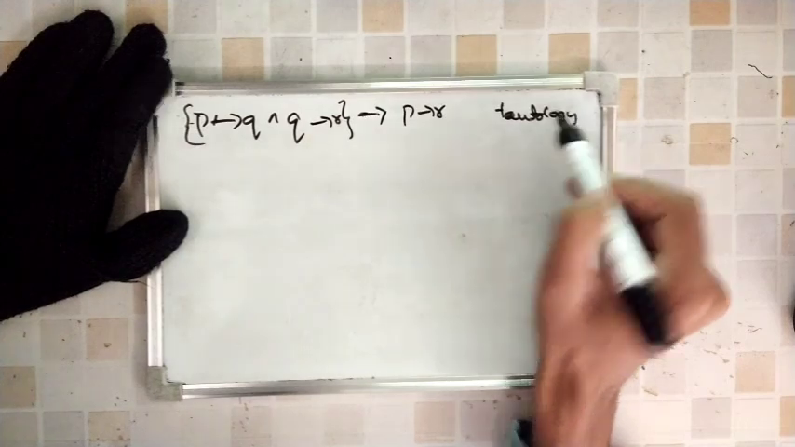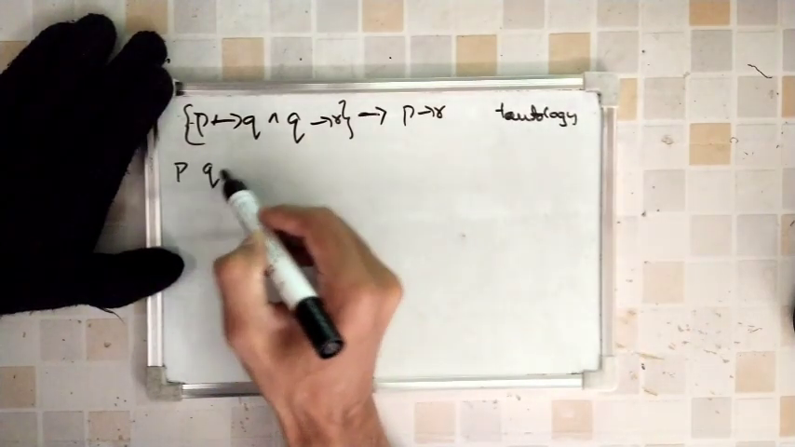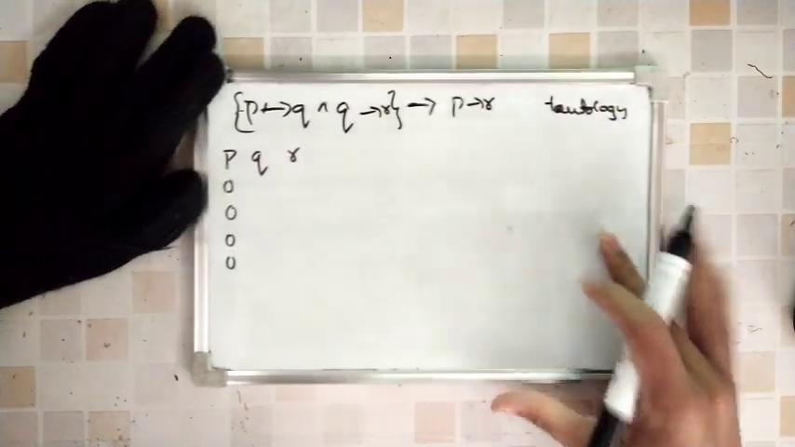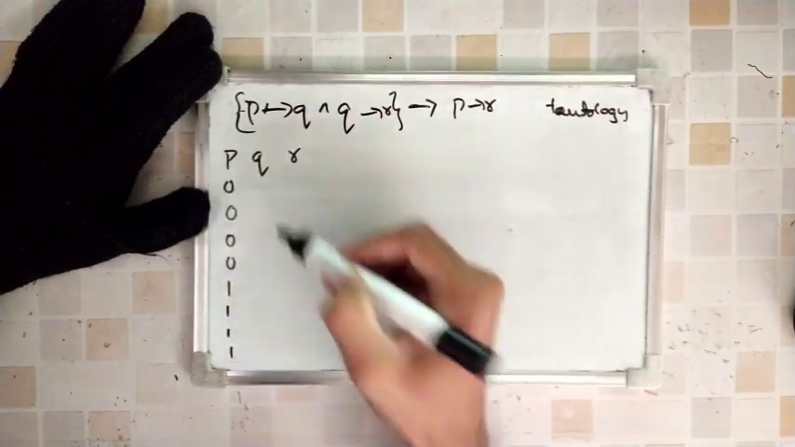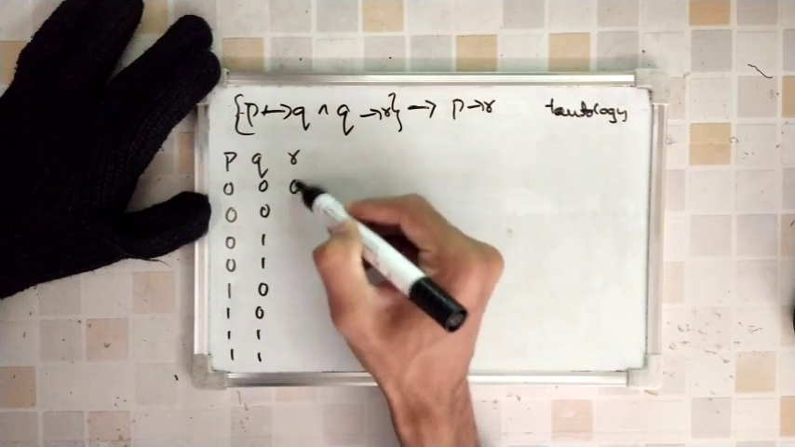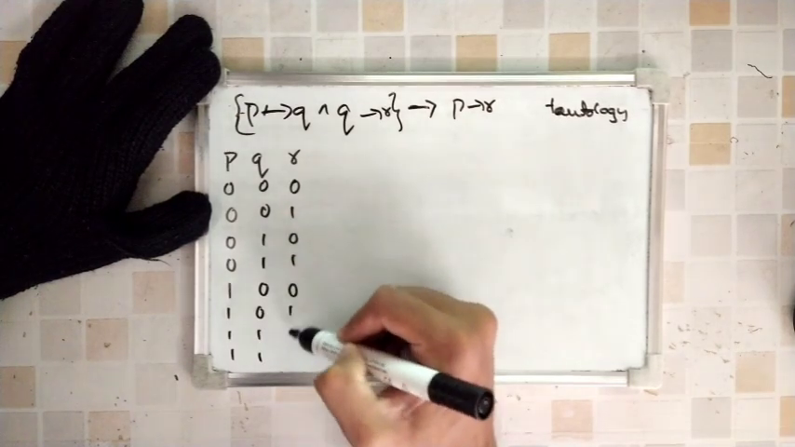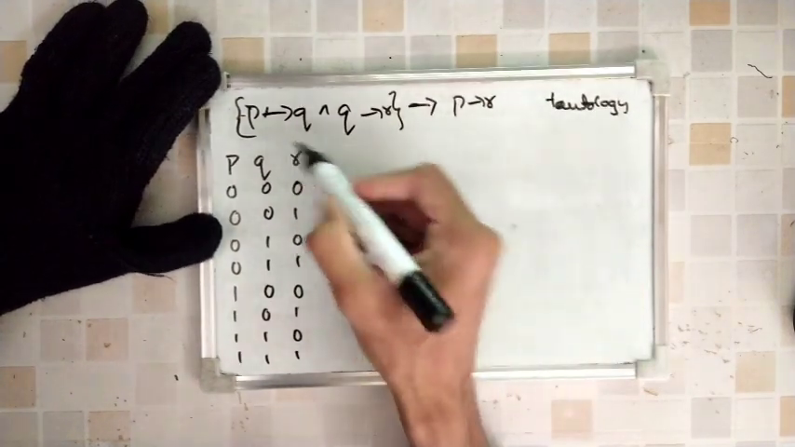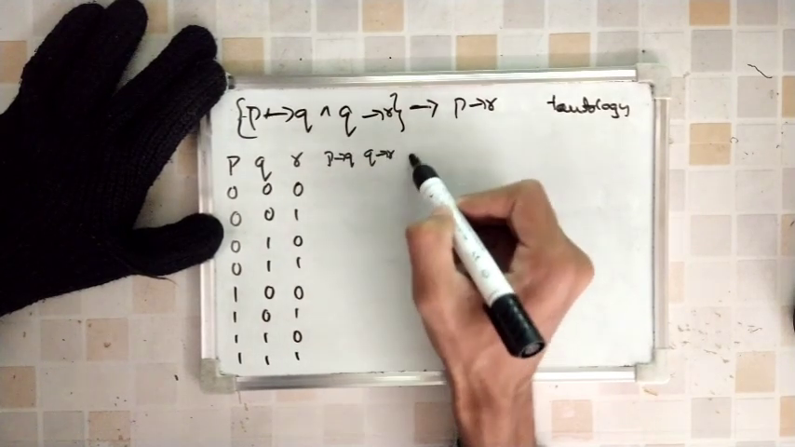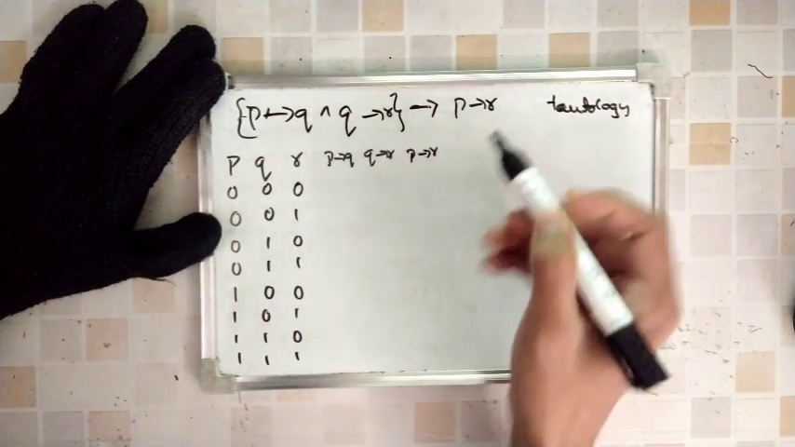So now I have p q r, so I have to take like this, p q r: 0 0 0, 0 0 1, 0 1 0, 0 1 1, 1 0 0, 1 0 1, 1 1 0, 1 1 1. Done. Now first let me take p implies q, then let me take q implies r, then let me also take p implies r, all the terms one by one.